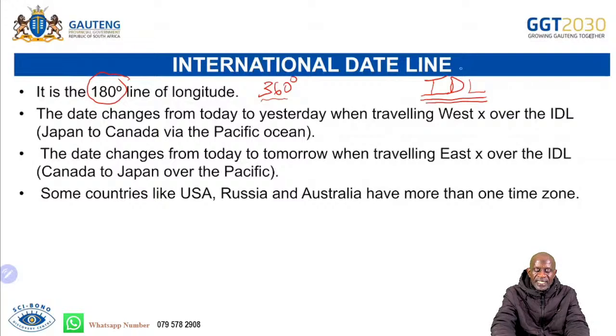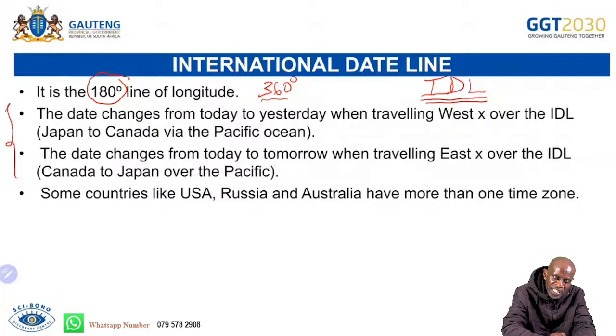The date changes from today to yesterday when traveling west over the IDL, Japan to Canada via the Pacific Ocean. Right. The date changes from today to tomorrow when traveling east over the IDL, Canada to Japan over the Pacific.